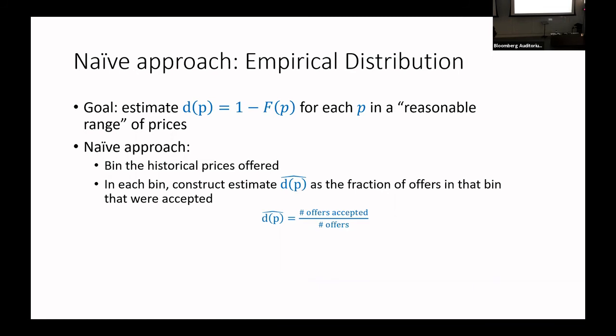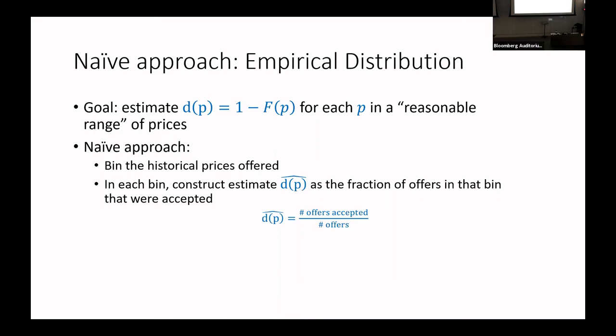Yeah. So my goal is to estimate the demand at price P, and demand at price P is defined as the fraction of people who will buy the item if I sell it to them, if I offer it at price P. Right? So that's the definition of what I want to estimate.